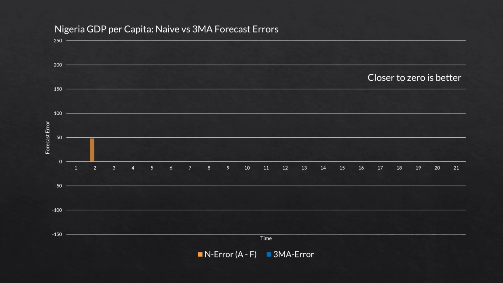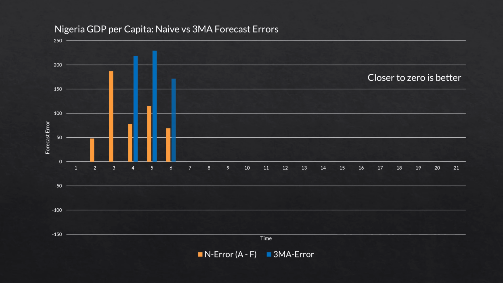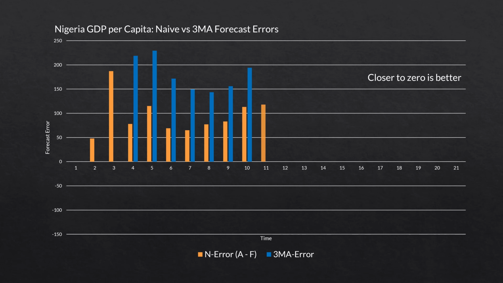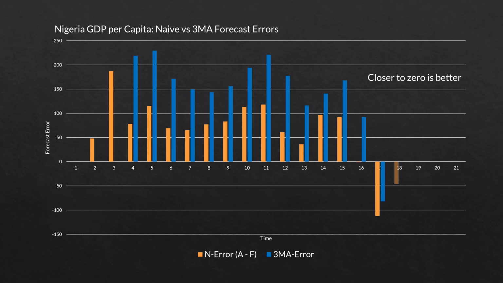So in this chart, we are comparing the errors for the naive forecast in orange and the 3-period simple moving average in blue. In that case, the weights are 1/3, 1/3, and 1/3. As you can see, very starkly, the errors for the 3-period simple moving average in blue are much larger. So in this case, it would appear that the naive forecast produces smaller errors. And between the two, it is the best.